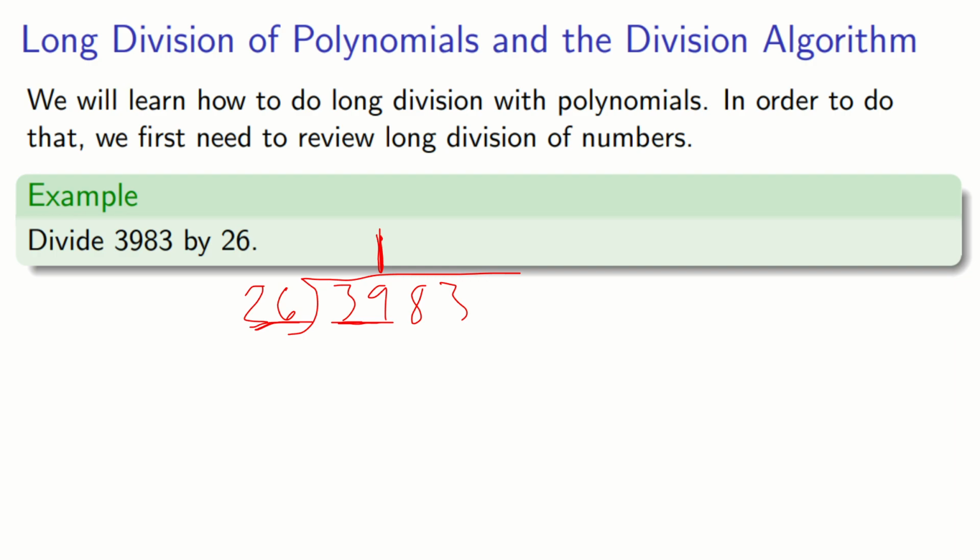And so then I say, okay, what is 1 times 26? Well, 1 times 26 is 26, right? And long division tells me to subtract that. That's what the division algorithm tells me. So I subtract 26 from 39. Well, 39 minus 26 is 13. But then I bring down the 8, right?